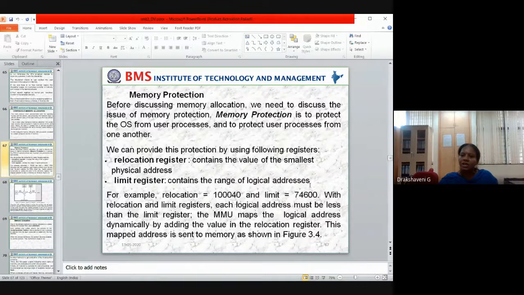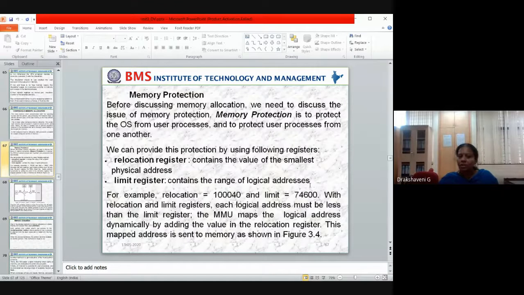So whatever is there in memory, we take that program into a small register to execute the program. The relocation is required. The limit register contains the range of logical addresses. We know that CPU registers are small compared to main memory. For example, let us consider one example where relocation is 13040 and limit equals 7400.